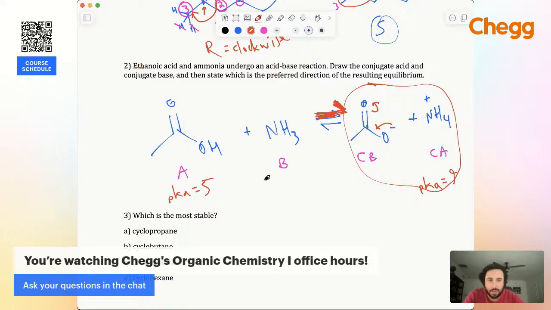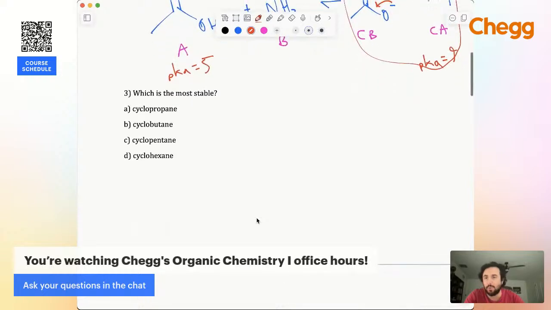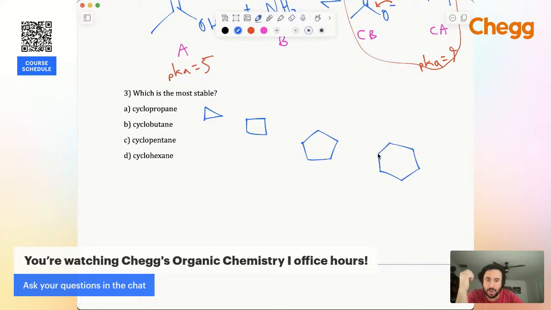All right, one more before going back to the isomerism stuff. Which is the most stable? We have cyclopropane, cyclobutane, cyclopentane, and cyclohexane. If we're talking about the stability of these cycloalkanes, we're definitely going to be looking at ring strain. These much smaller rings have a lot of ring strain.